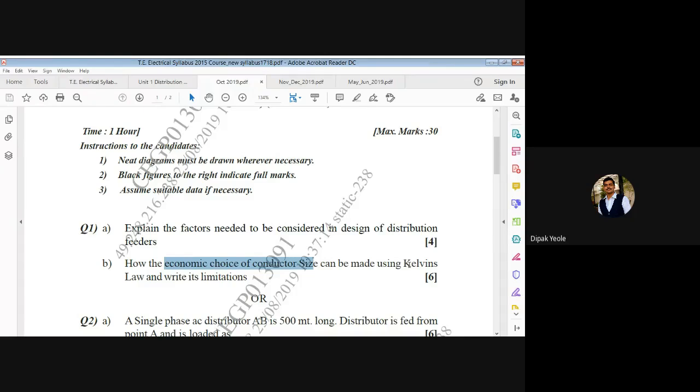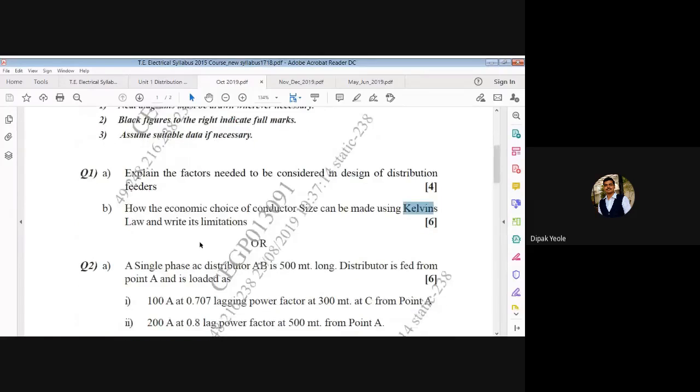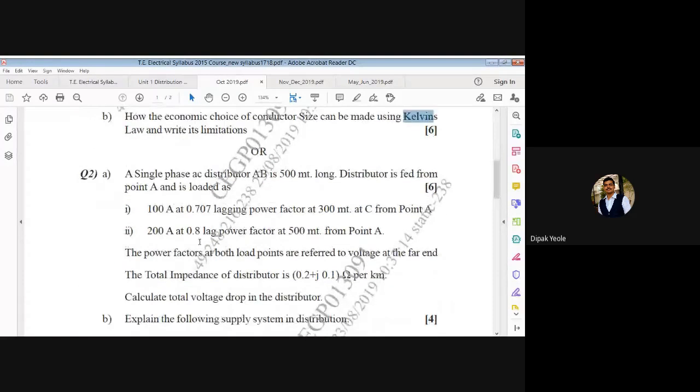Obviously there are limitations. We cannot use this system for a double circuit line. This can be a limitation of Kelvin's law, and we cannot get the actual economic size of conductor from Kelvin's law. I am only showing you an overview here. When we take the revision, we will study this perfectly. And this is the second question.